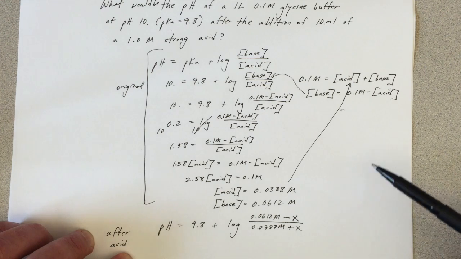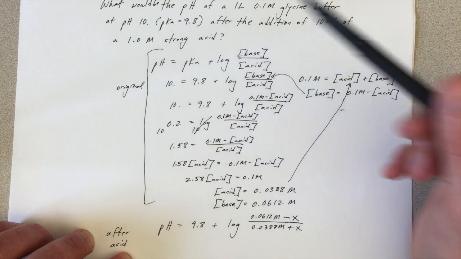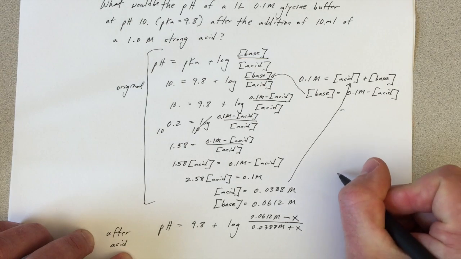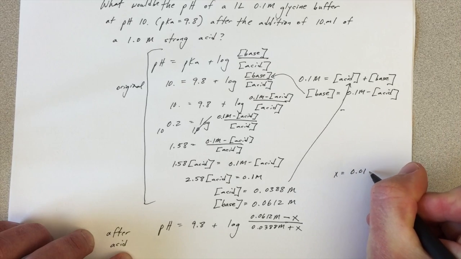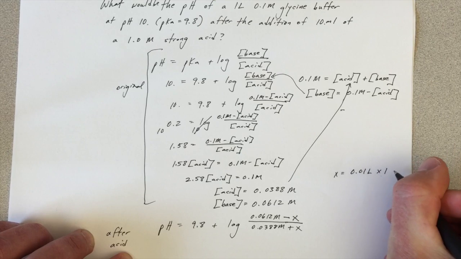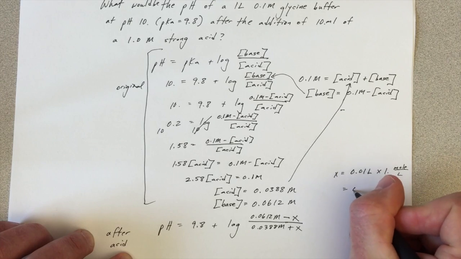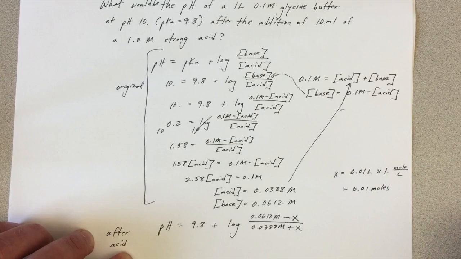Now what is X? Well, it depends on how much acid I'm adding. I'm adding 10 milliliters of a 1 molar strong acid, and so we're adding 0.01 liters times 1 mole per liter. We're going to be adding 0.01 moles of acid.